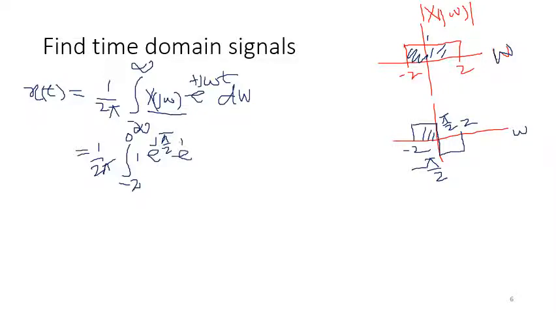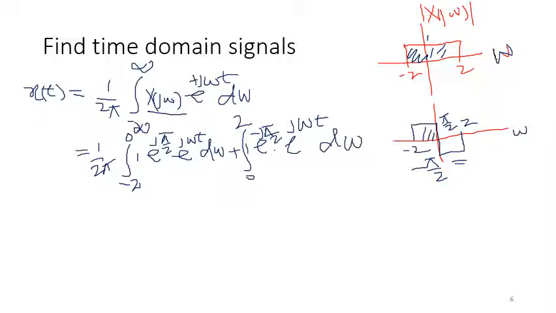And we have e power j omega t d omega, plus from 0 up to 2, we have the magnitude 1, so that's again 1 into e power, and the phase, as can be seen here, is minus pi by 2, so it's j minus pi by 2, and then we have its integration.